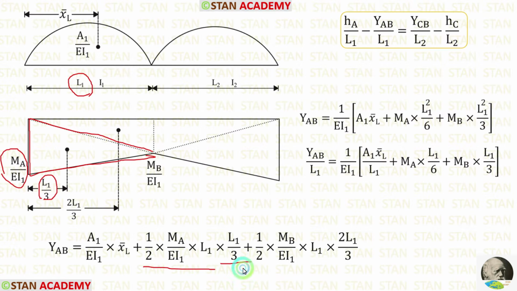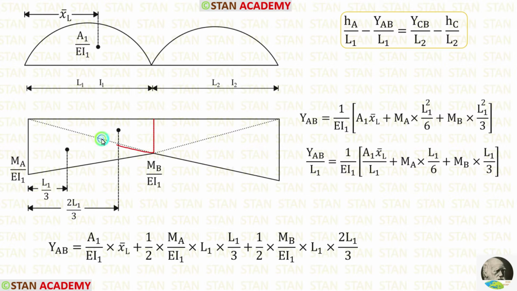We can apply that. Now let us consider this triangle. For this triangle, the breadth is L1 and the height is MB by EI1. So for the area, we are getting this. The centroid towards the left side is 2L1 by 3. We can apply that.